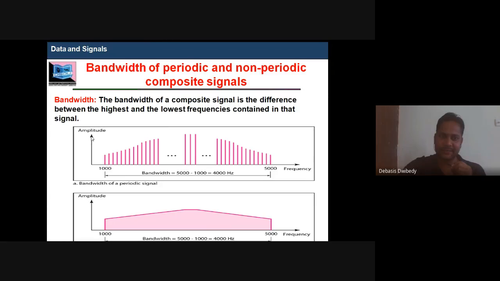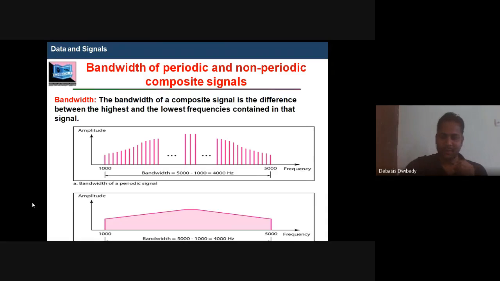Let us say we represent a composite signal through this frequency domain plot. We will see what is the highest frequency contained in this composite signal, and what is the lowest frequency contained in it. So in this case, if somebody asks what is the bandwidth of this composite signal, it is nothing but the difference between the highest frequency and the lowest frequency. That is 5000 minus 1000. So bandwidth is 4000 hertz. This is the bandwidth of the composite signal.